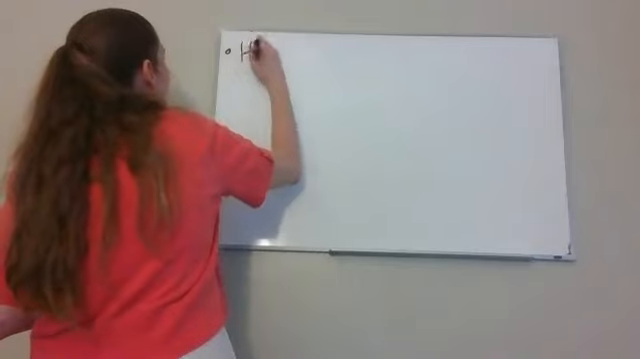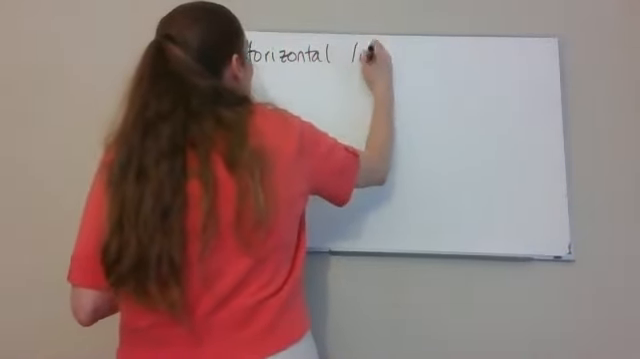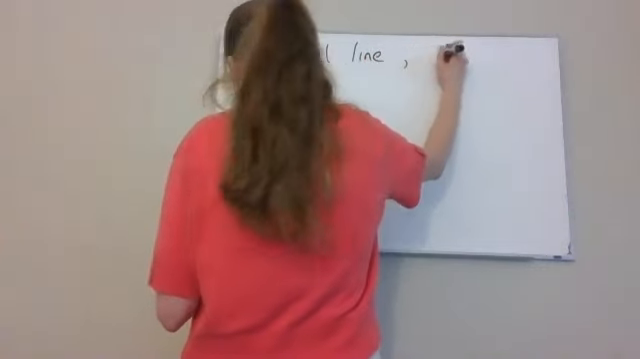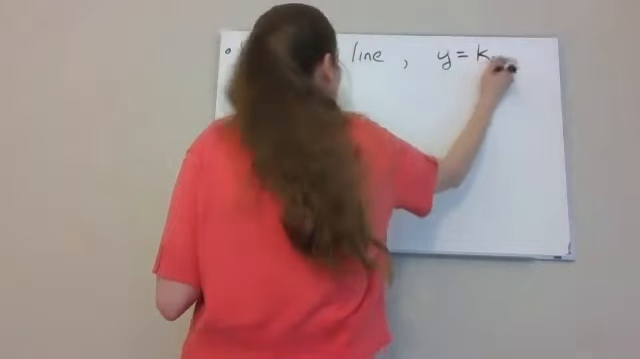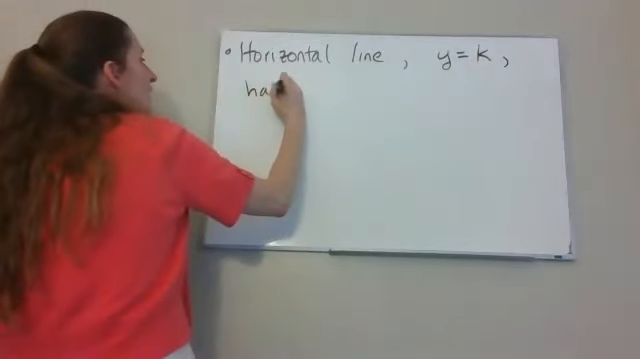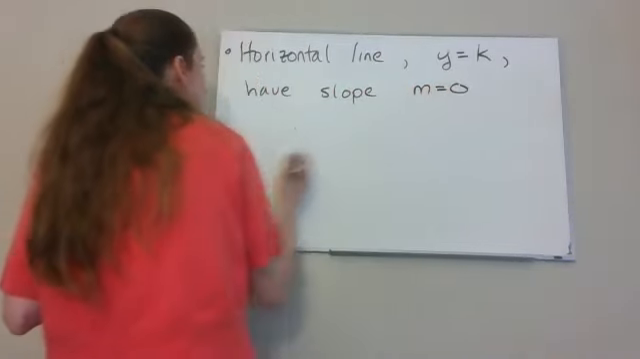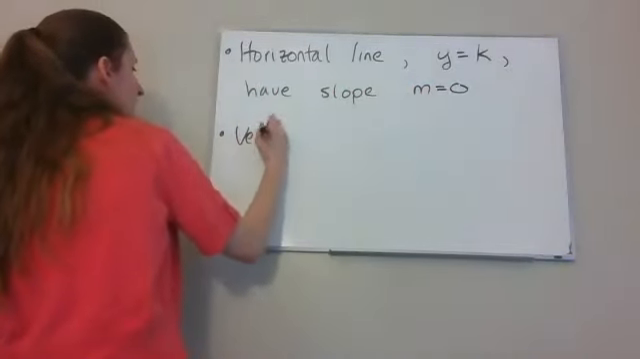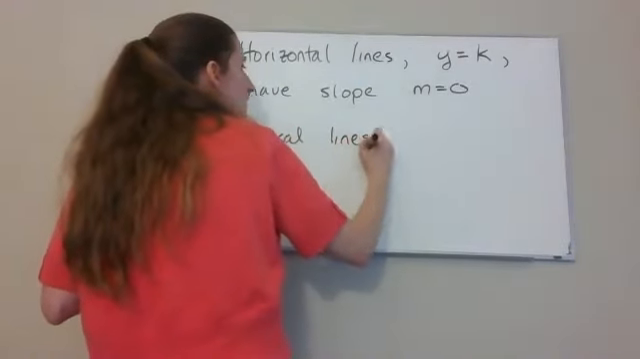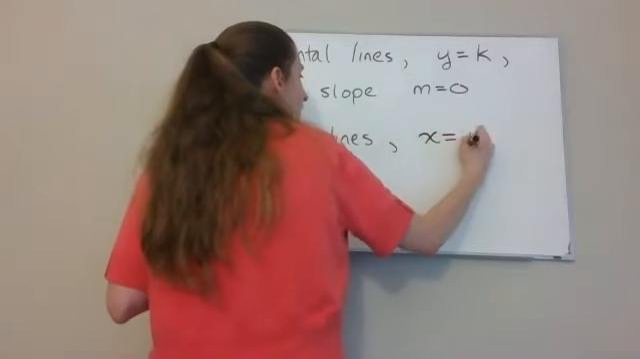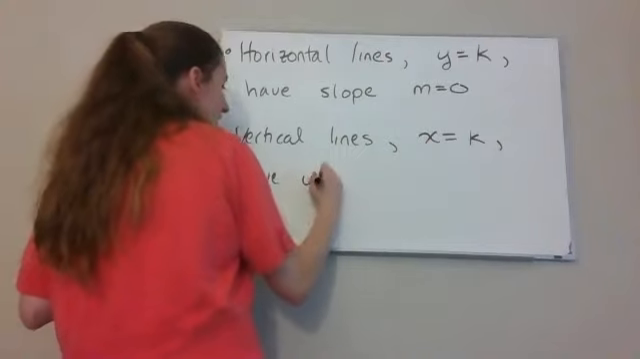So horizontal lines, remember from earlier, we said that those are of the form y equals some number, which I'm going to call k. They have slope 0. And vertical lines, which are of the form x equals a number k, they have undefined slope.